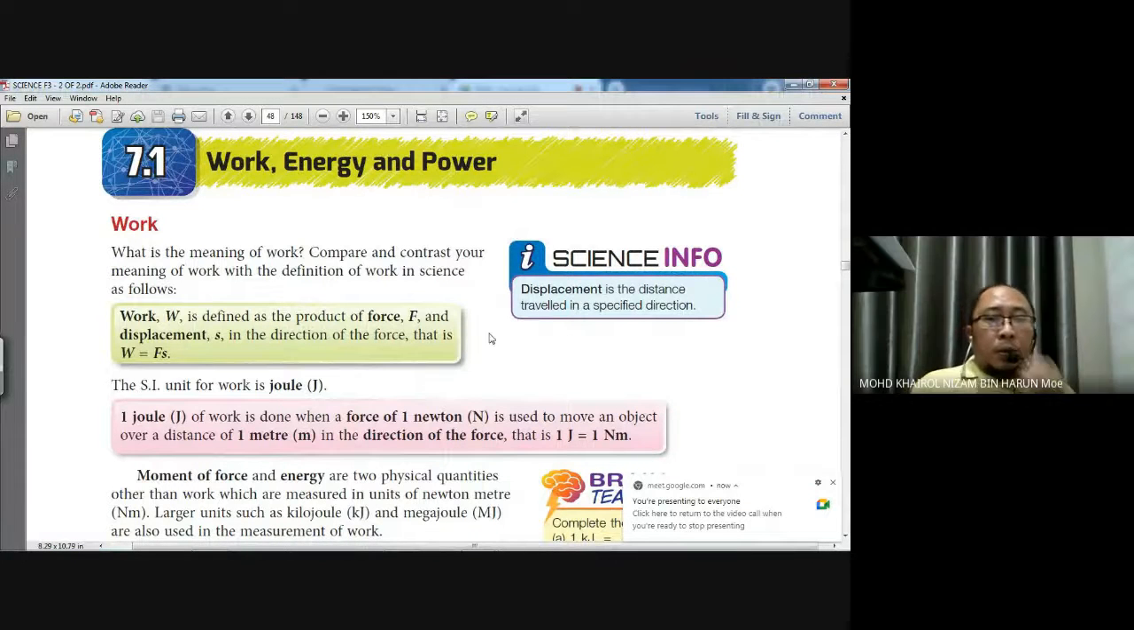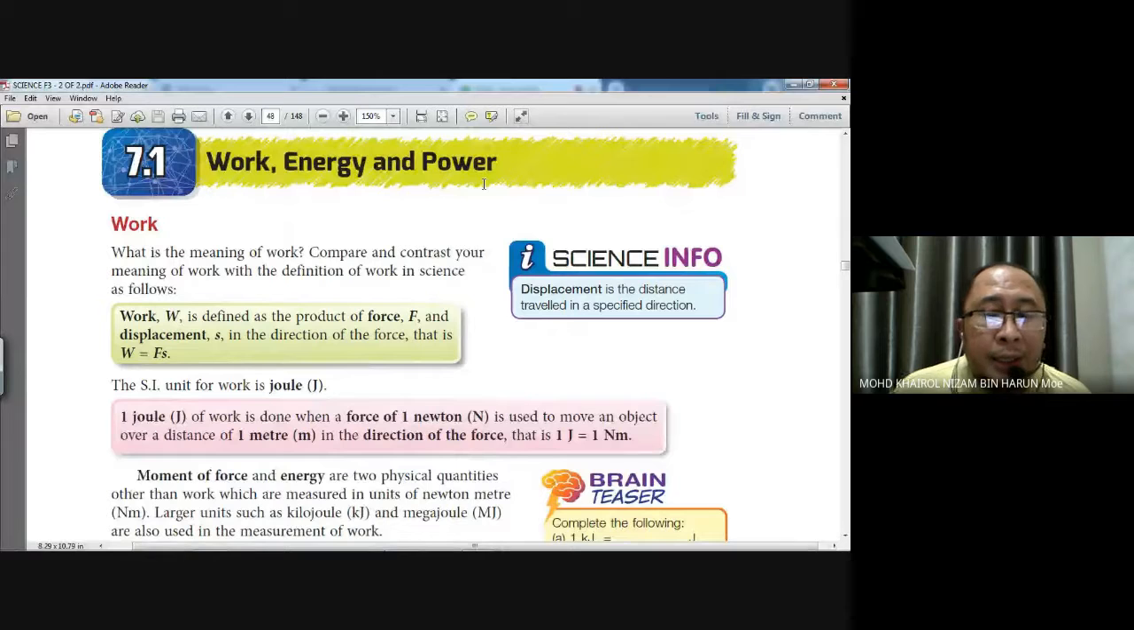Okay, now we go to work. So in this subtopic, we will discuss work, energy, and power, and what the relationship is between these three terms used in this subtopic. The first thing that we discussed before the holiday is work. So I will repeat again to explain the meaning of work and how work is calculated.